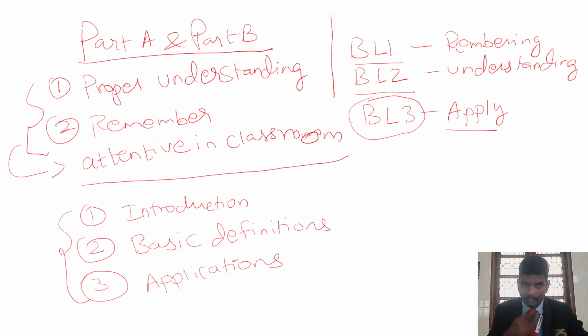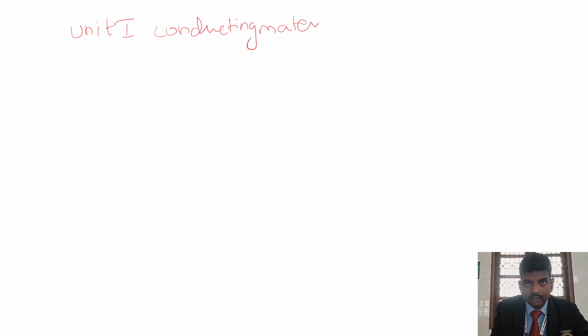So part A and part B, definitely it lies around these three: introduction, what are the basic definitions, what are the applications. So let me begin with unit 1. In Physics and Analysis of Materials, in unit 1 you have conducting materials. So you remember what concepts are there in unit 1. In unit 1 we have conducting materials.